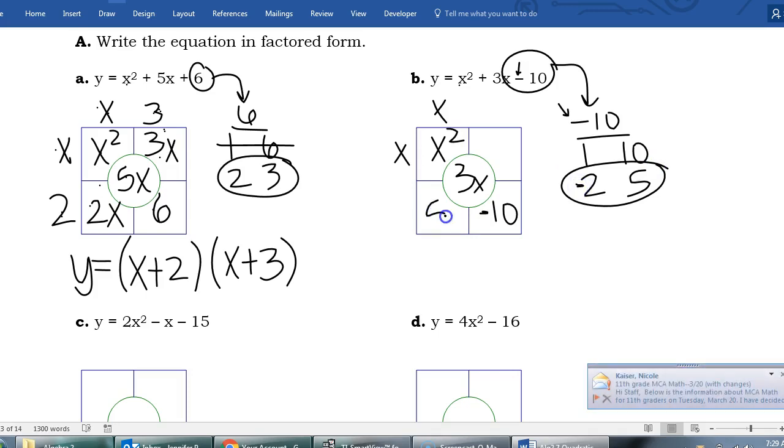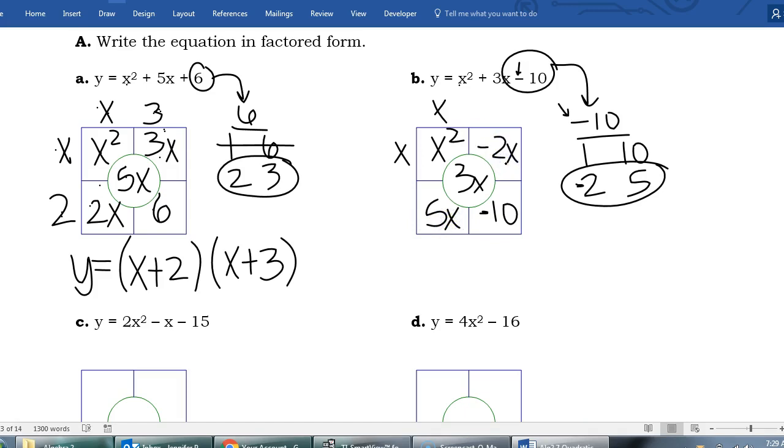So that would be a 5x and a negative 2x. Again, it doesn't matter which one's the 5 and which one's the negative 2. But I'm going to pull the 5 out for this one, I'm going to pull the negative 2 out for this one, and I have my equation x plus 5 and x minus 2.